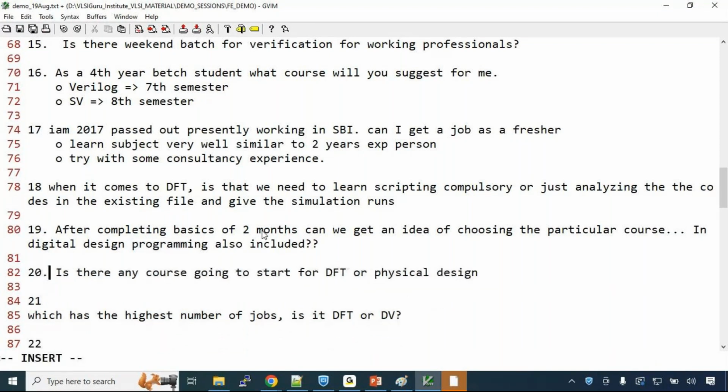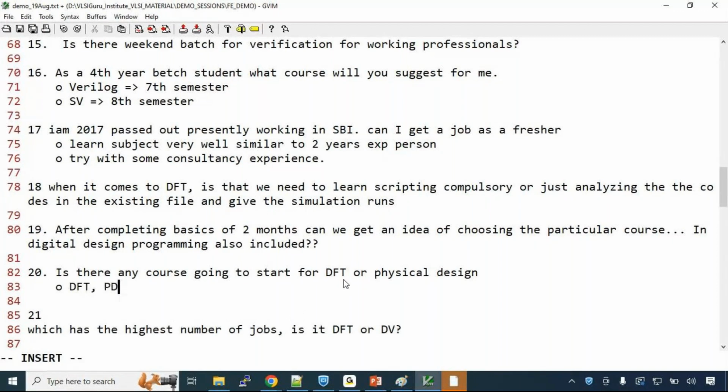Is there any course going to start for DFT or physical design? Yes, DFT, physical design, everything is starting on 21st of August. All the courses are starting on 21st August. I told you 1 month is common. That 1 month, every course will start together. FPGA, functional verification, DFT, PD, everything will start.